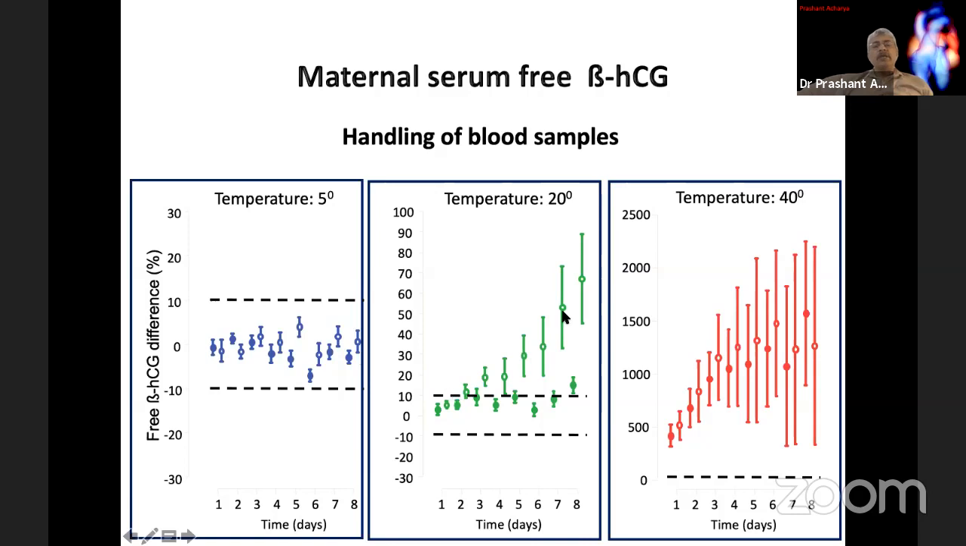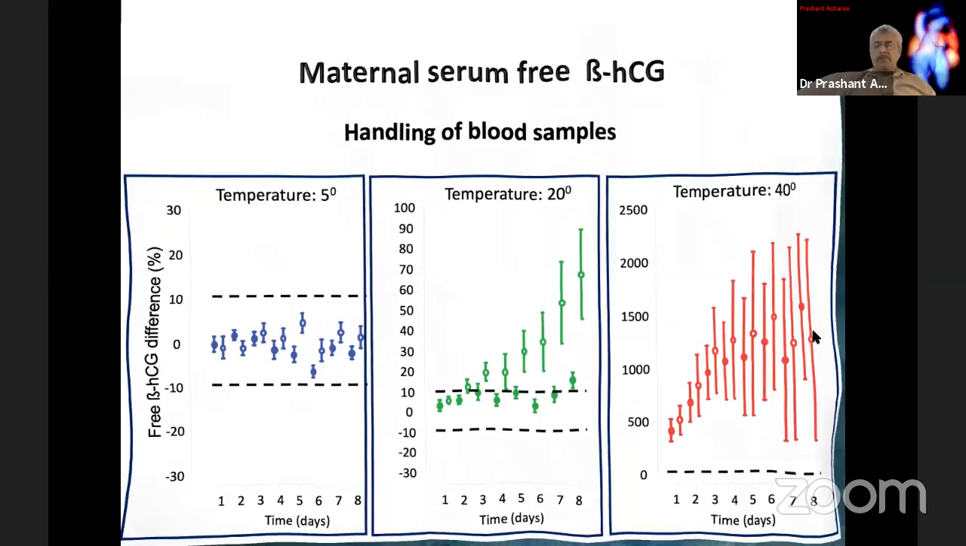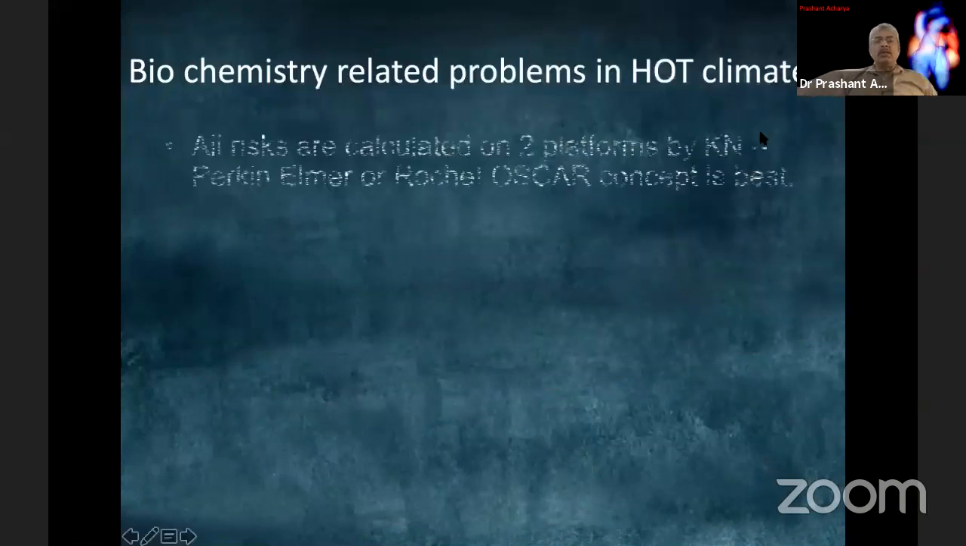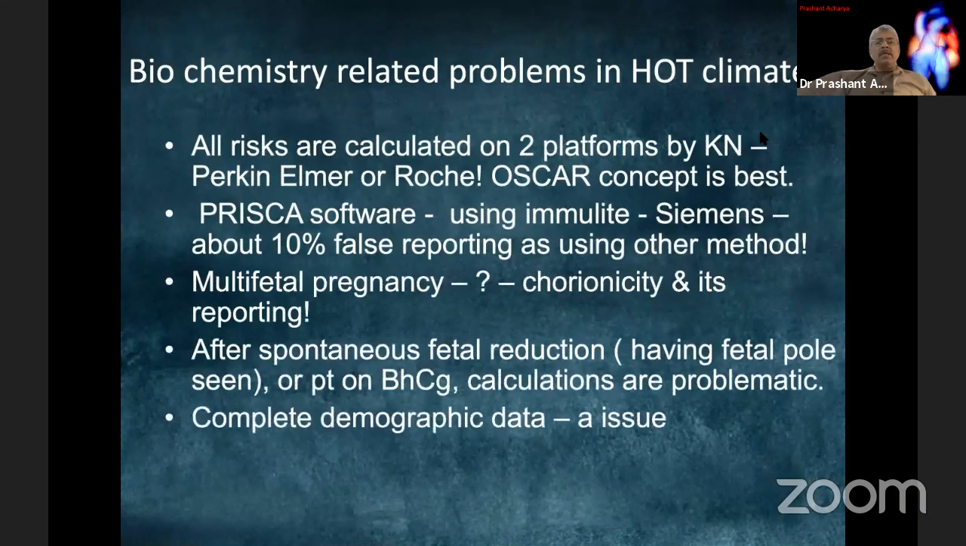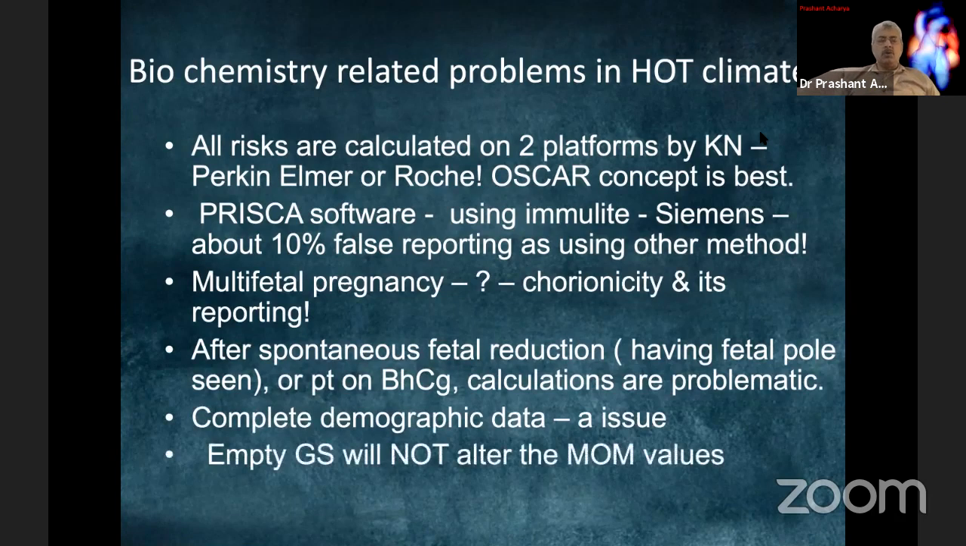But if it is stored in a dry, hot place, the PAPP-A is going to be altered every day. And if the temperature is 40 degrees, which is now here in Ahmedabad, every day it increases by 500 to... wrong report. So make sure that there are a lot of problems with the hot climate in India, and make sure that you are doing the biochemical markers appropriately.